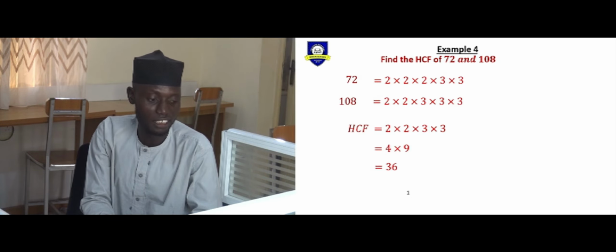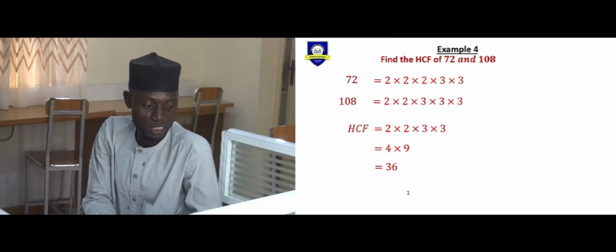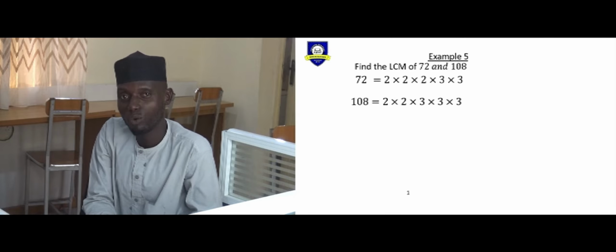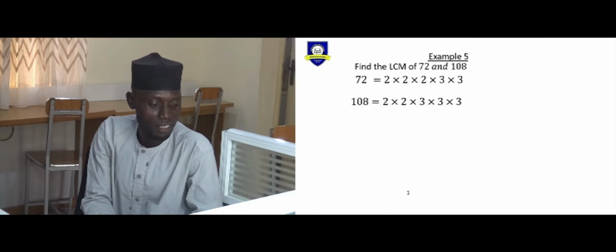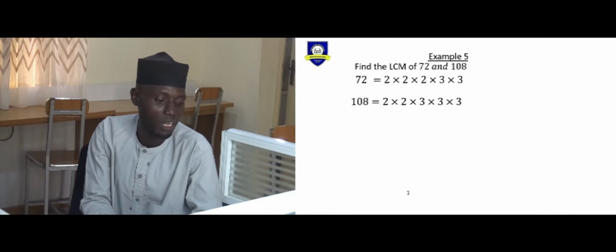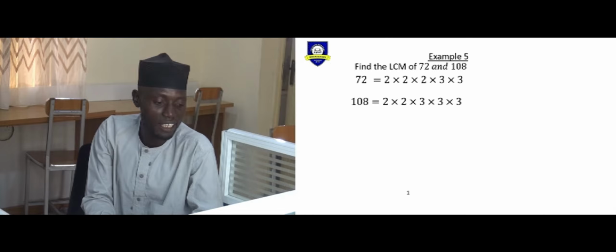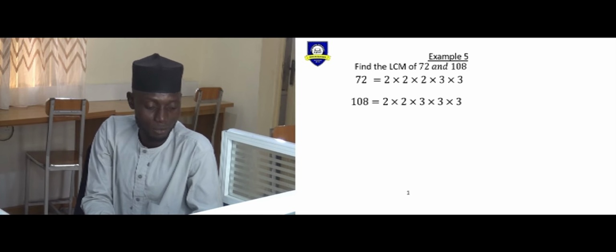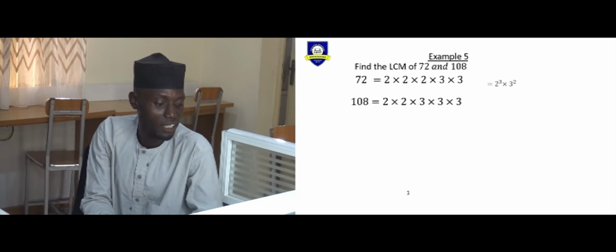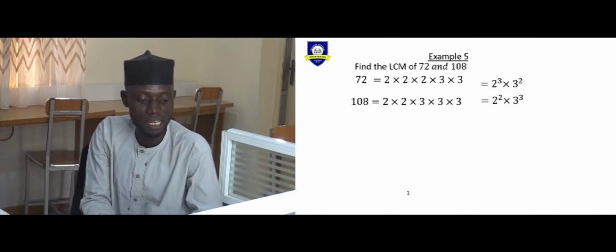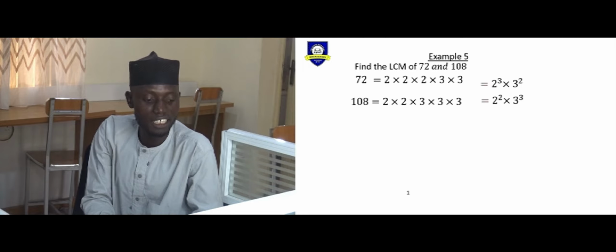Next we have LCM. Using the same question we just saw, find the LCM of 72 and 108. We have the same expression as we do when we're solving for HCF. The only difference here is that we express it as powers of 2 and 3, and this is what we have. Now when you check the factors of 72, we have 2 raised to the power 3 times 3 raised to the power 2, and that of 108 we have 2 raised to the power 2 times 3 raised to the power 3. So we will take the highest factors.